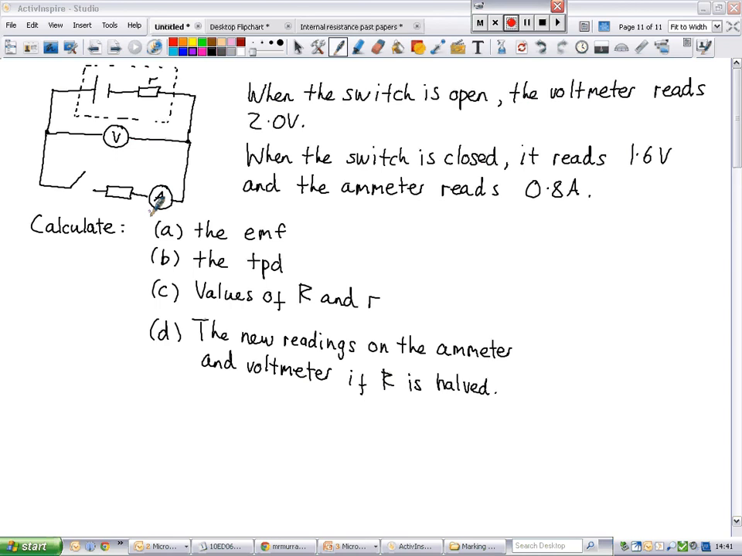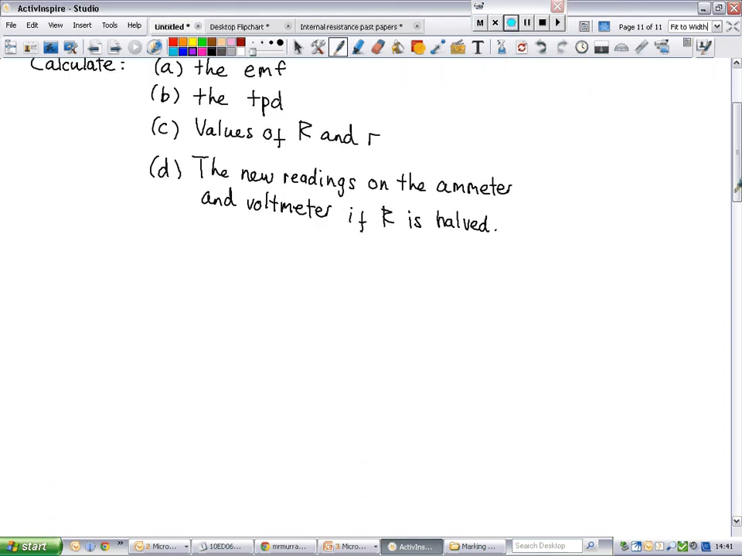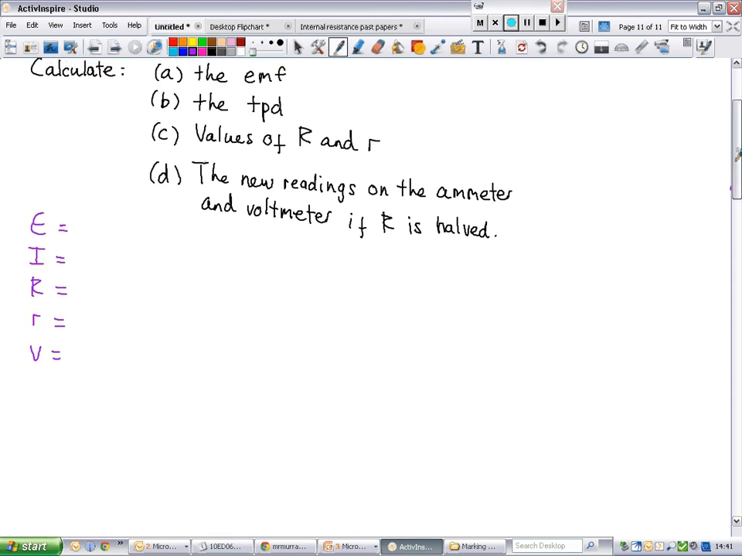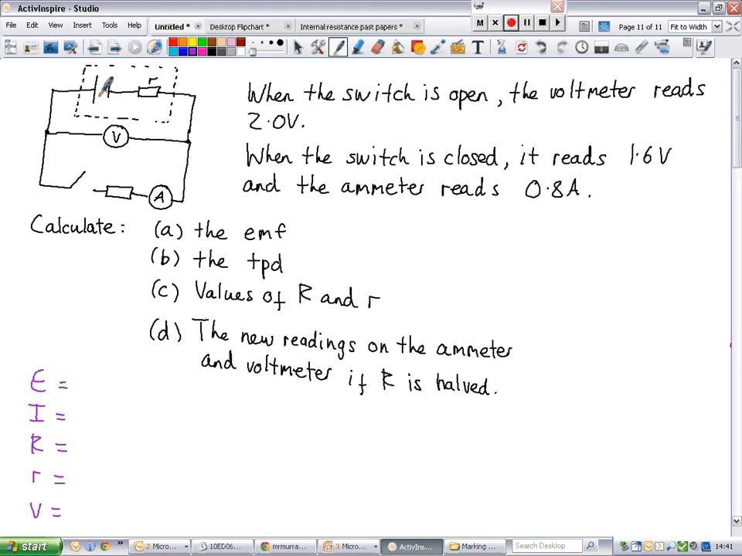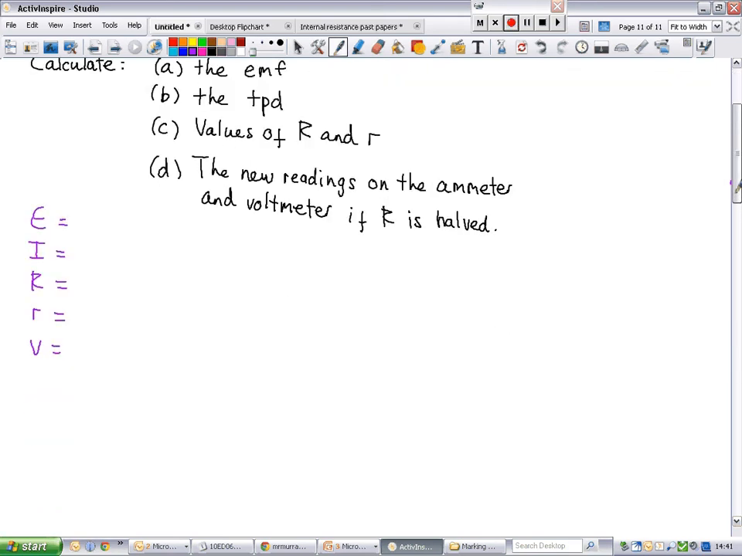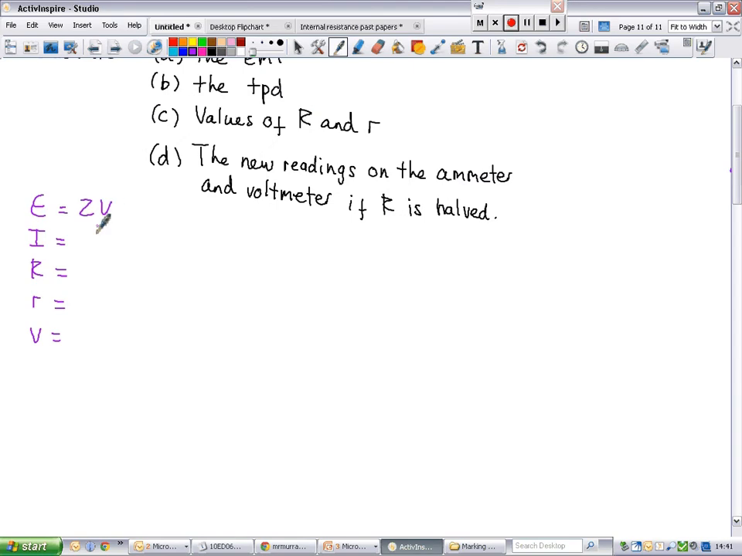So as with the examples I was showing you, the best idea is to write down all the things you know first of all for your internal resistance equation. E for EMF, I for your current, big R for your external resistor, small r for your internal resistance, and then V for your terminal potential difference. So when the switch is open, that voltmeter is only connected across this battery, so therefore no current flowing. That's going to be your EMF. So EMF here is 2 volts.